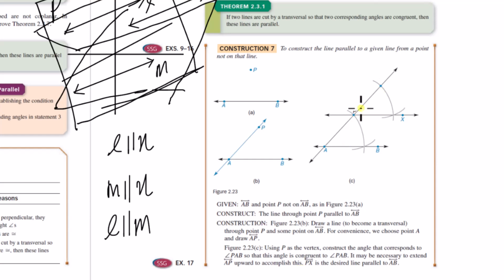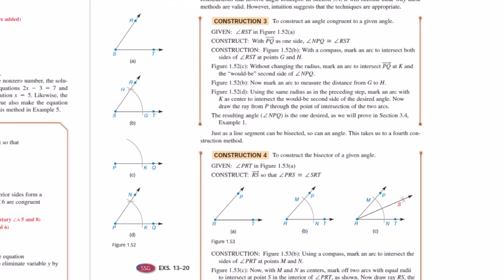So how can you construct an angle? You want this angle to be congruent to this angle. You haven't drawn line PX yet. So how can you do this? Well, in chapter 1, we learned how to construct angles that are congruent to other angles. If we come back to chapter 1, this construction 3 here: construct an angle congruent to a given angle, congruent to RST.